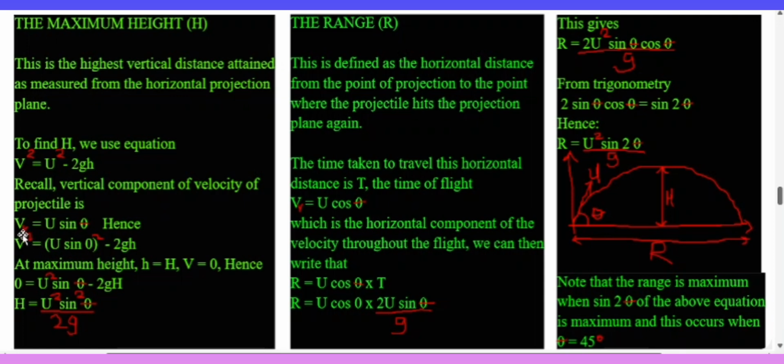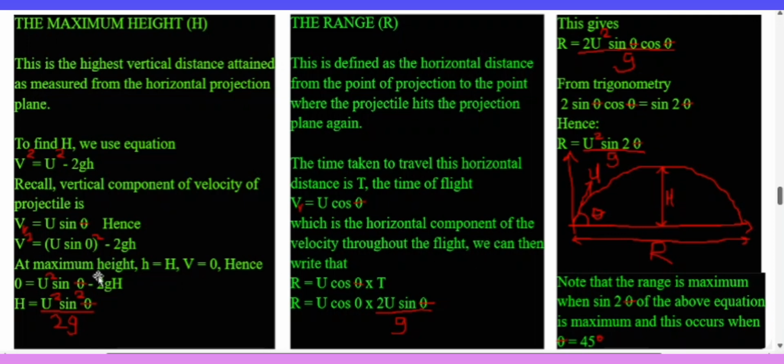So that is why here we wrote that v subscript v, which is the vertical component of the velocity, will be u sin theta. And if we now put this u sin theta into the equation above, we will have v squared is equal to (u sin theta) squared minus 2gh. Now, why did we use u sin theta, the vertical component? Don't forget, we are interested in getting the vertical height, the maximum height attained by the object.